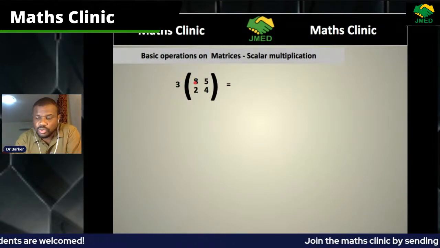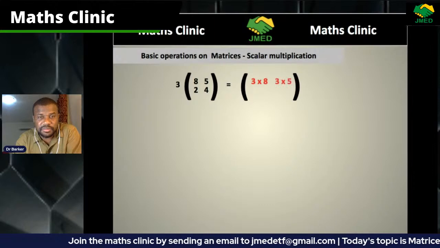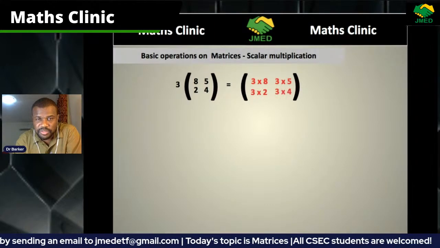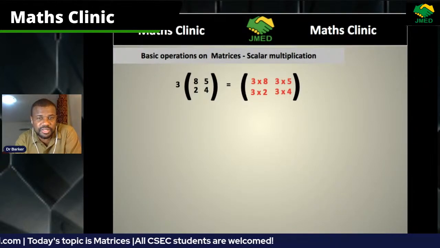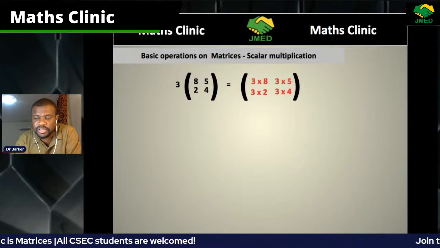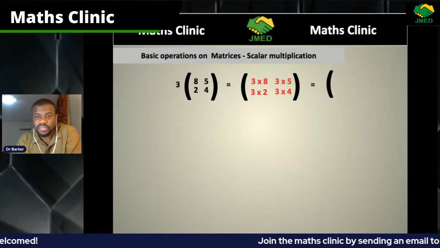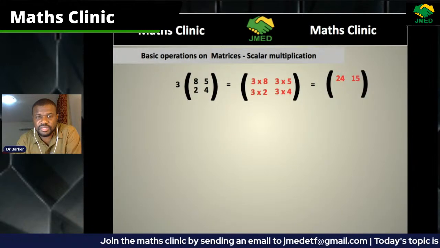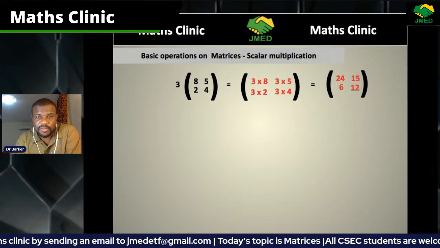All right. So what would happen here? We do 3 times 8, 3 times 5, 3 times 2, and 3 times 4. So each element is multiplied by the number that is in front, similar to brackets. Nothing complicated. And then we just need to evaluate each of them nicely. 24, 15, 6, and 12. Right?